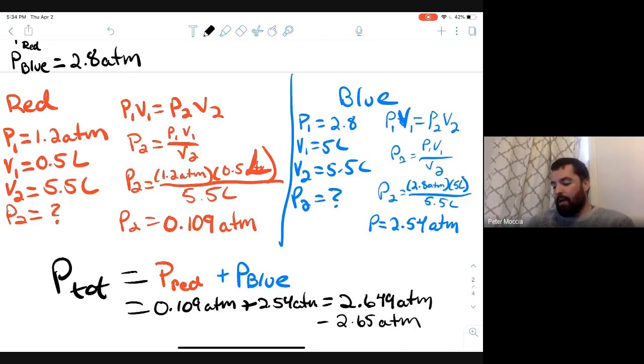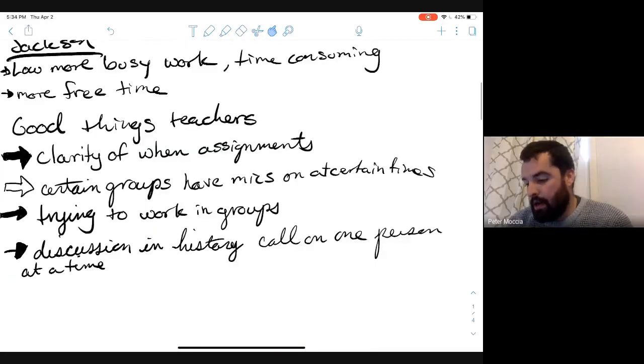Okay, so that is Dalton's law of partial pressures.